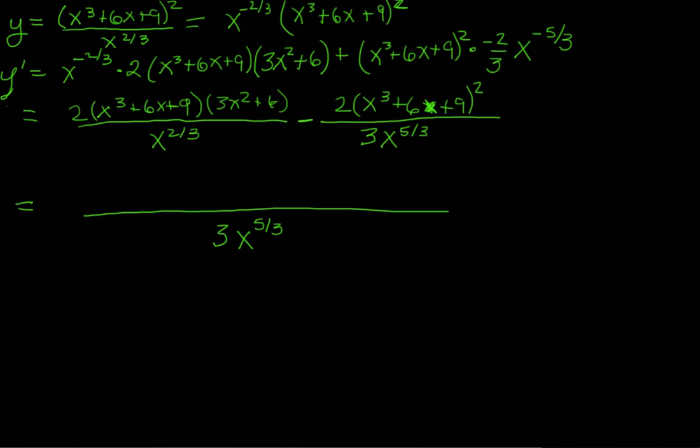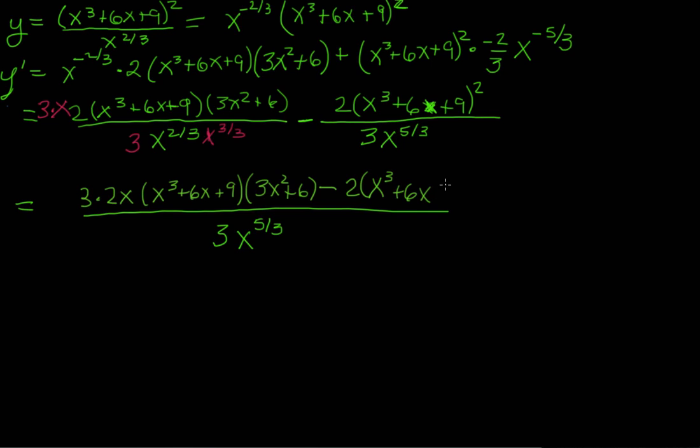Now to get that, looking here, I need to add a 3, which means I need to multiply my numerator by 3. And then to get x to the 2/3 to x to the 5/3, I added an x to the 3/3. Well, that's just one x, so I need to also multiply the top by an x. And so now my numerator will be 3 times 2x, x cubed plus 6x plus 9 times 3x squared plus 6 minus 2 times x cubed plus 6x plus 9.